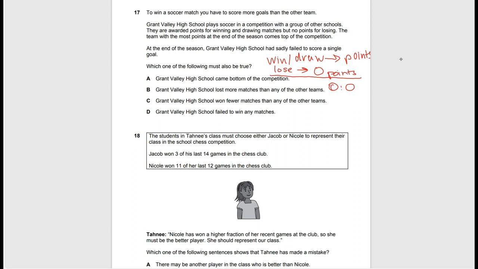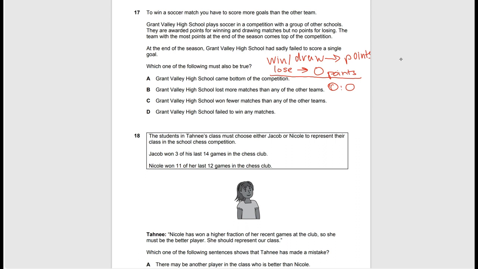So even though they failed to score a single goal, they may still have points if both teams in the match scored 0. So Grant Valley High School might have got 0, and another high school might have also got 0 goals in that game, but because they both drew, they may have still gotten points. So let's take a look.